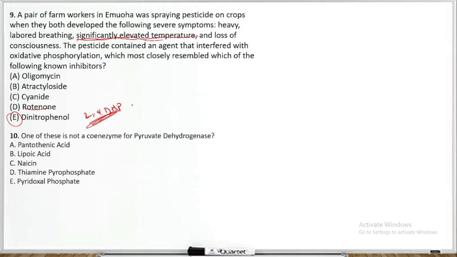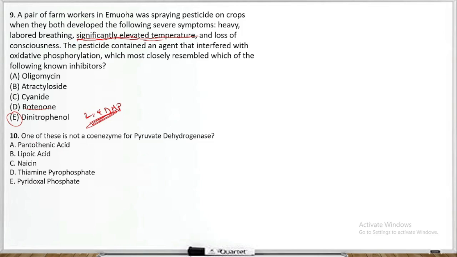Dinitrophenol is an uncoupler. So similar to the question we looked at before, an uncoupler would drag the protons and take them back into the matrix without going through the F0, F1 channel, and that would, instead of us making energy as ATP, the energy will be lost as heat. So this is significantly elevated temperature because of the energy being lost as heat. Other examples of uncouplers are thermogenin and high dose aspirin.